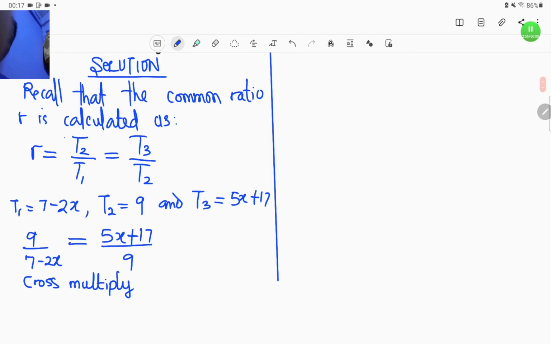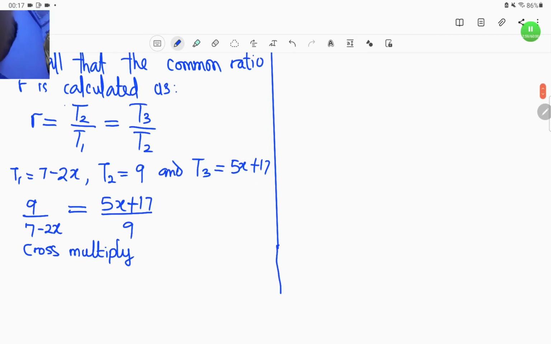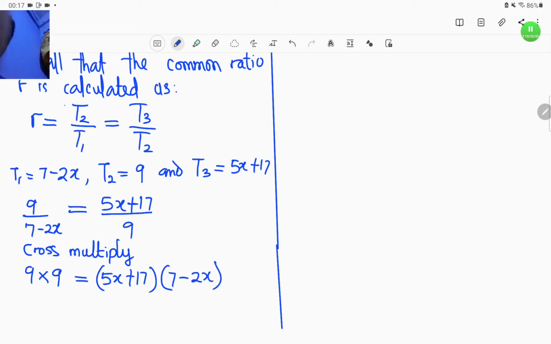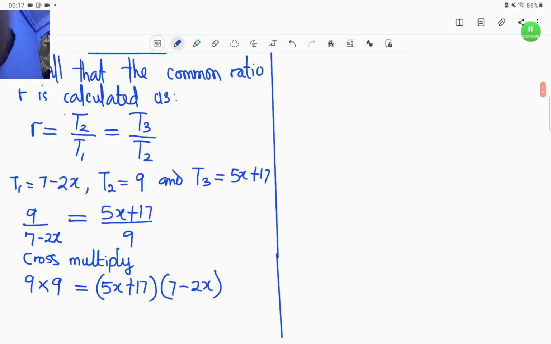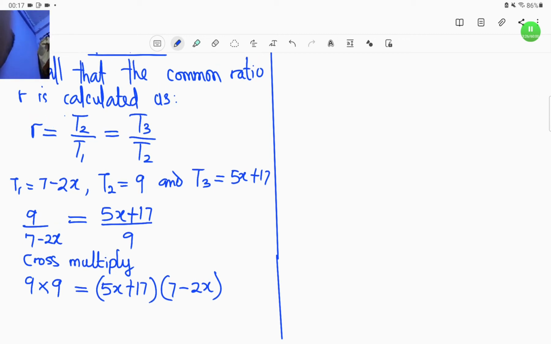By cross multiplying, we are going to have 9 multiplied by 9 equals 5x plus 17, put this in brackets, times 7 minus 2x. After this, 9 multiplied by 9 equals 81. We write 81 like this.